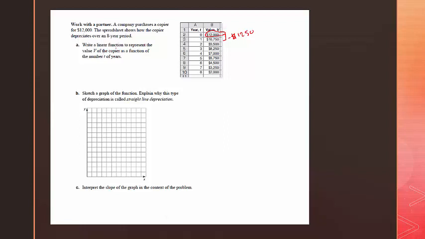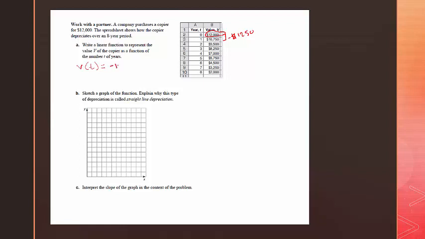So it does say write a function, but we would like to use the letters v and t. So v as a function of t, and all that means is you write v of t. So it's going to be our function notation, but instead of f of x, it's v of t. So that means anywhere you see an x normally, you're going to replace with a t.